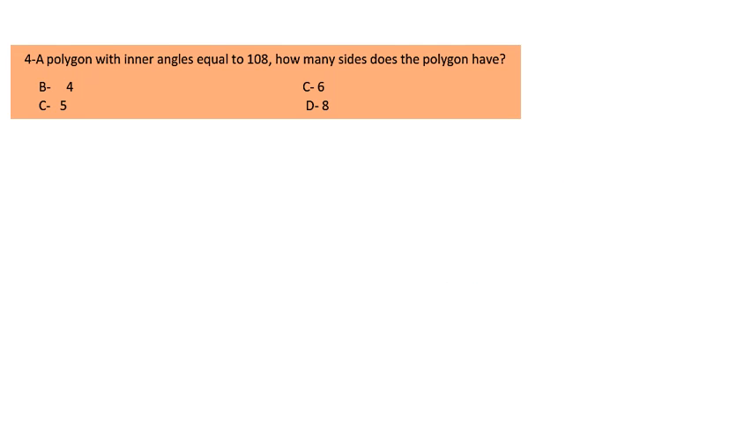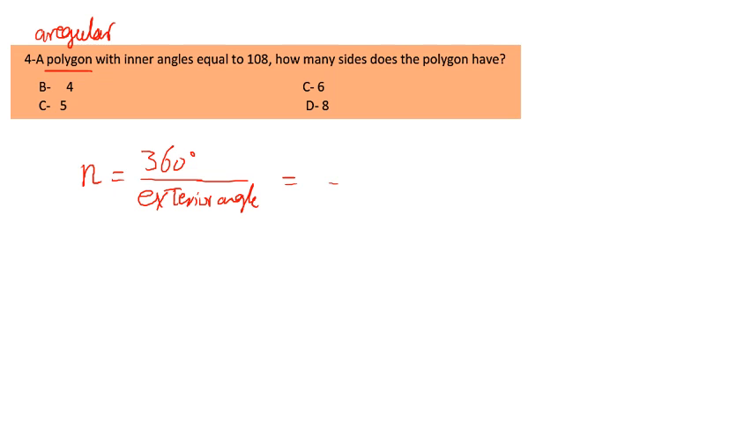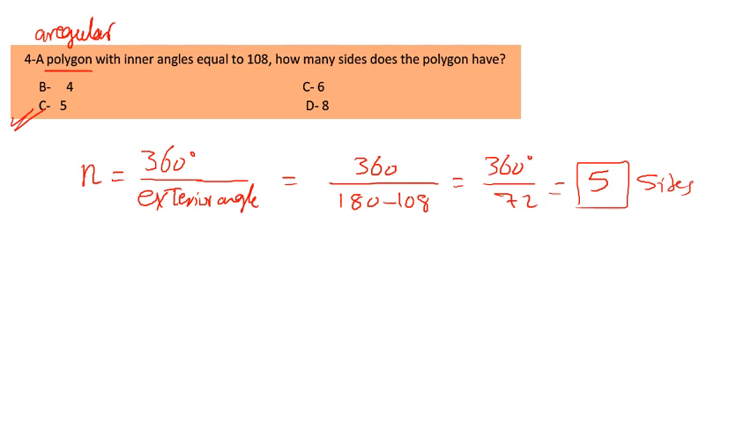A polygon with inner angle equal to 108, how many sides are there? It's supposed to be a regular polygon. A regular polygon with inner angle 108. If we have an inner angle of measure 108 and I want to find the number of sides, we divide 360 by the measure of the exterior angle. The exterior angle for this polygon is 180 minus 108. So it's 360 divided by 72, which is equal to 5 sides. And if you know directly that in the pentagon each interior angle is equal to 108, you can choose 5 directly.